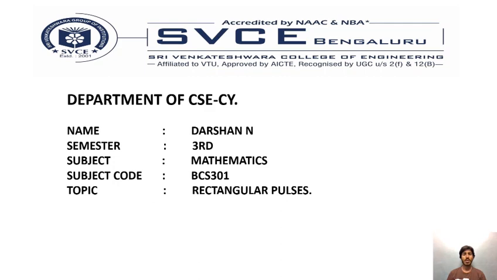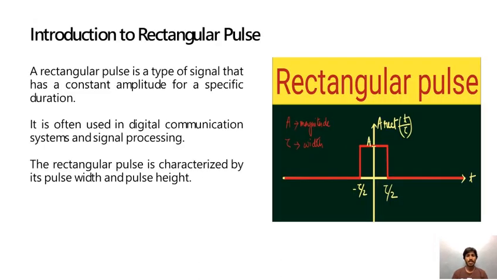Now we discuss the topic: rectangular pulses in mathematics. Introduction to rectangular pulse. A rectangular pulse is a type of signal that has a constant amplitude for a specific duration. It is often used in digital communication systems and signal processing. The rectangular pulse is characterized by its pulse width and its pulse height.